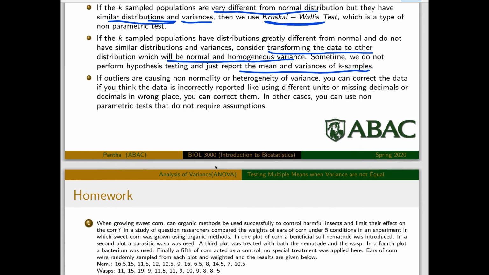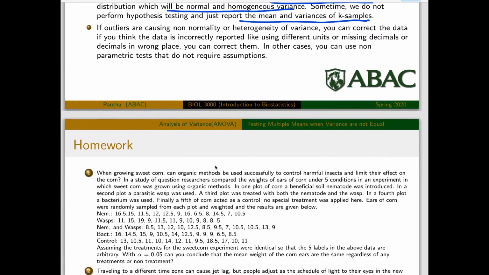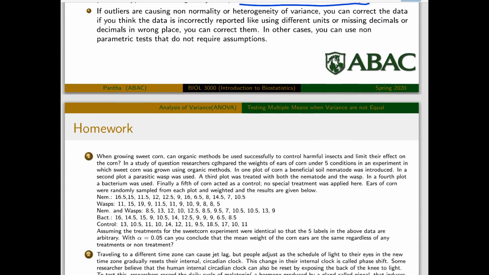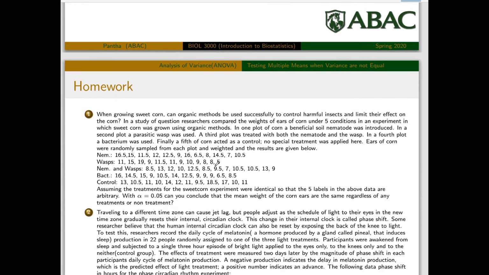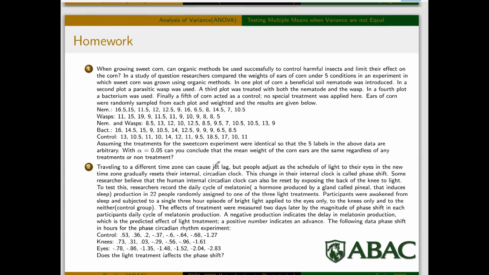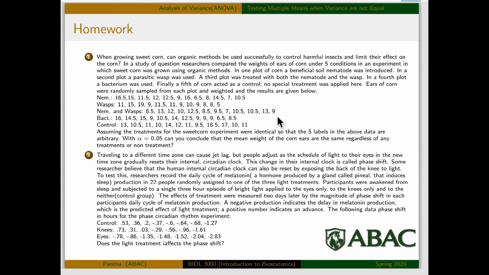Okay. If outliers are causing non-normality or heterogeneity of variance, you can correct the data. If you think the data is incorrectly reported, like using different units, missing decimals, or decimals in the wrong place, you can correct them. In other cases, you can use non-parametric tests that do not require any of those normality assumptions.